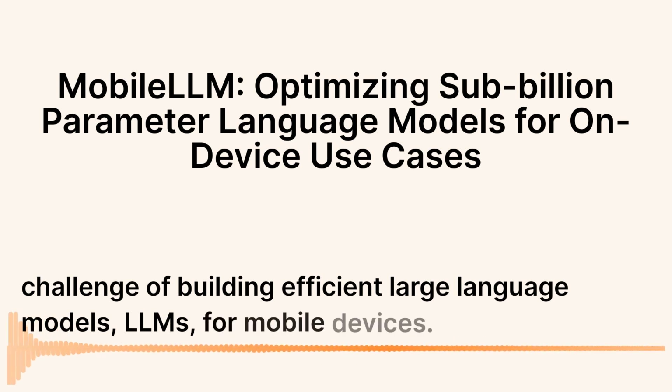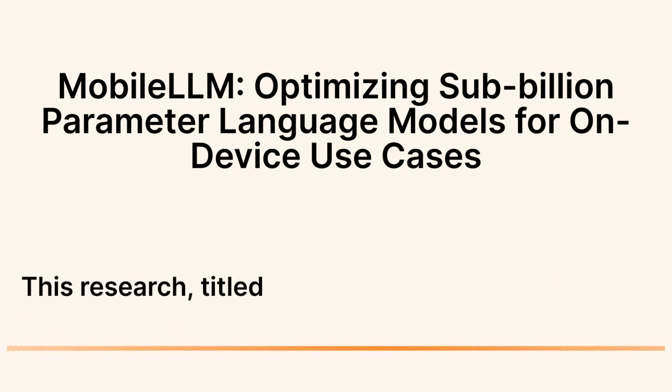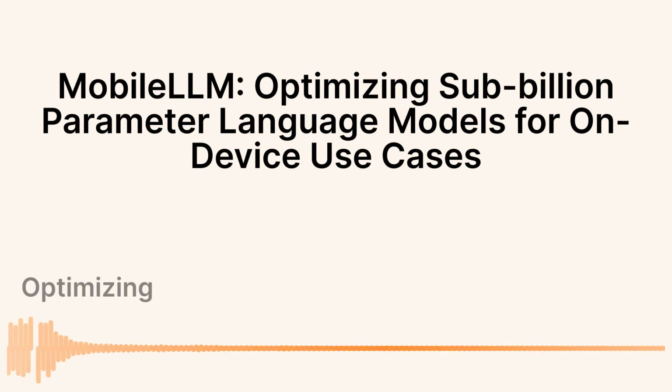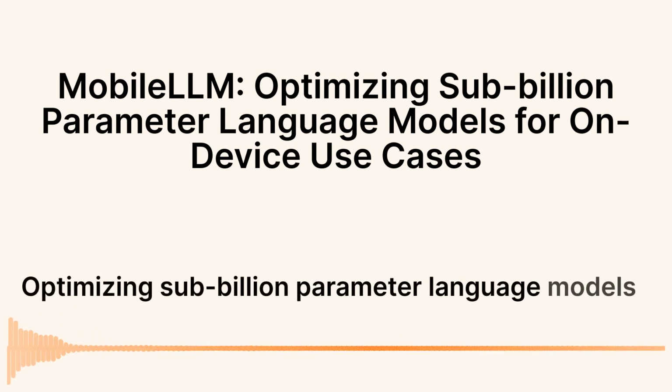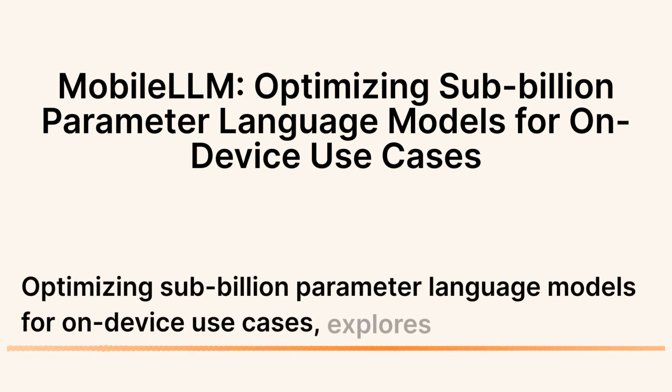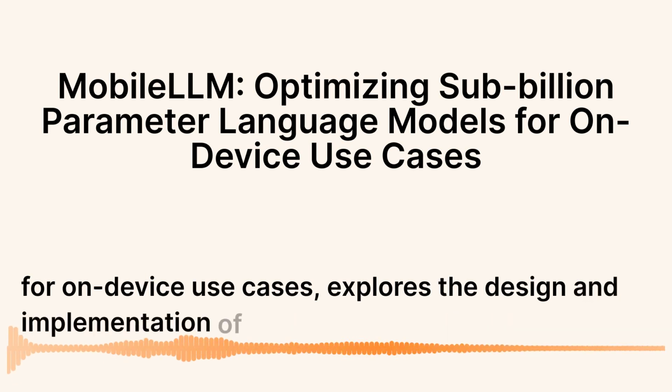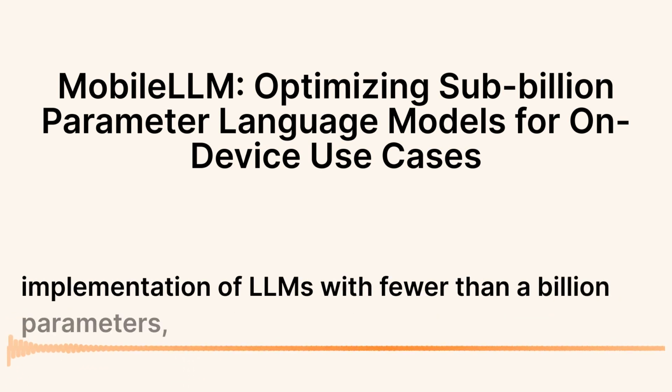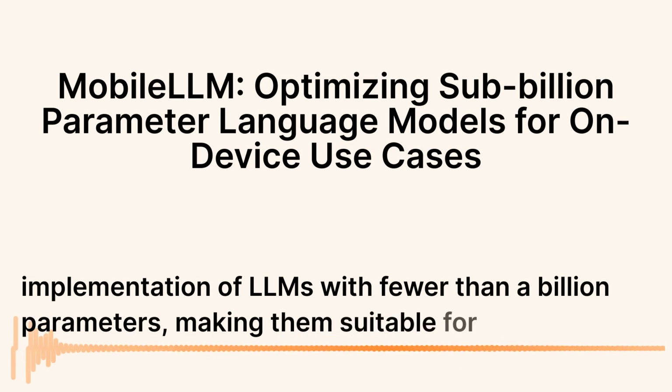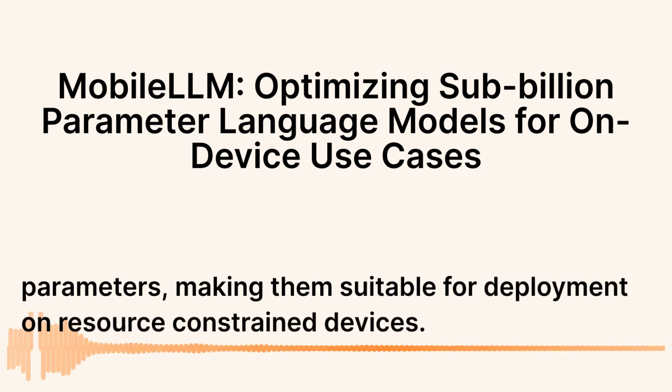Today, we're diving into a paper that tackles the challenge of building efficient large language models, LLMs, for mobile devices. This research, titled MobileLLM, Optimizing Sub-Billion Parameter Language Models for On-Device Use Cases, explores the design and implementation of LLMs with fewer than a billion parameters, making them suitable for deployment on resource-constrained devices.